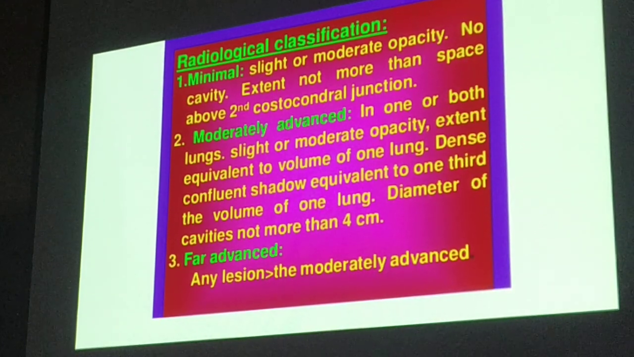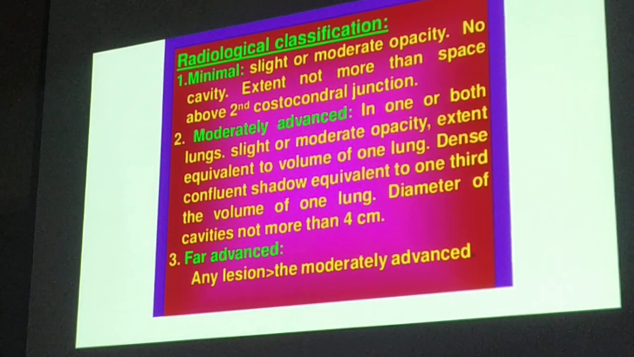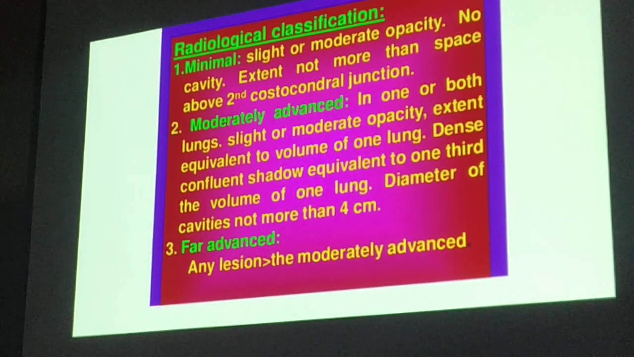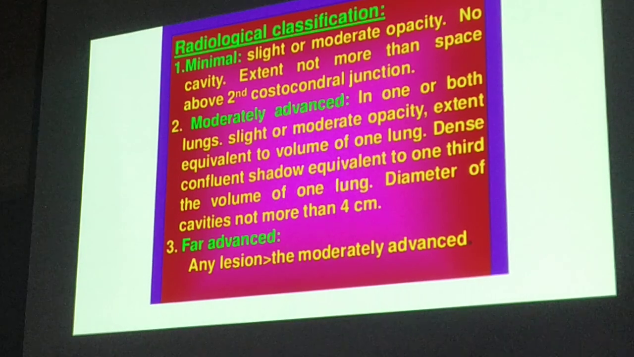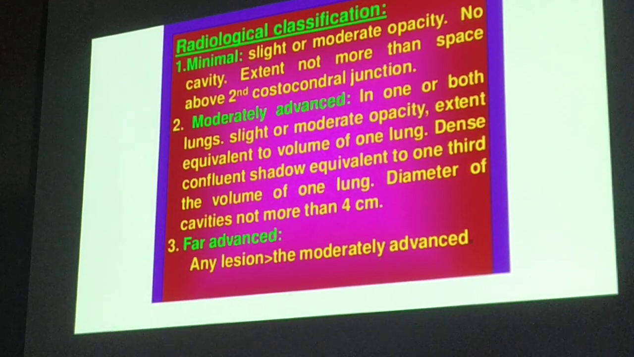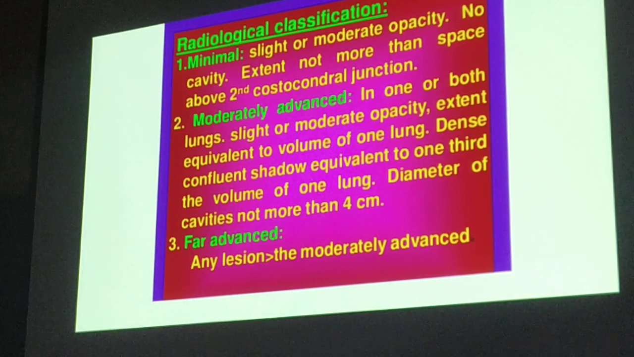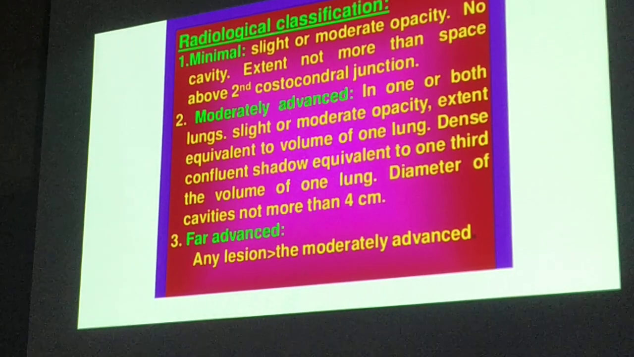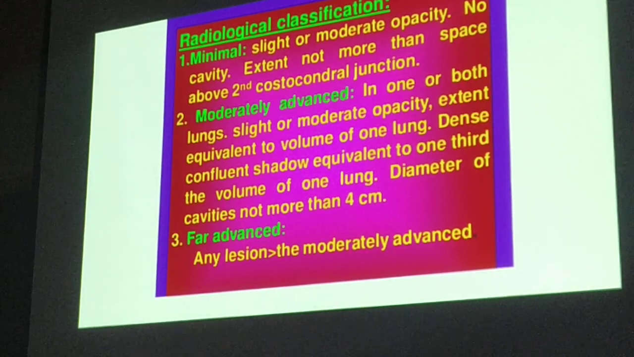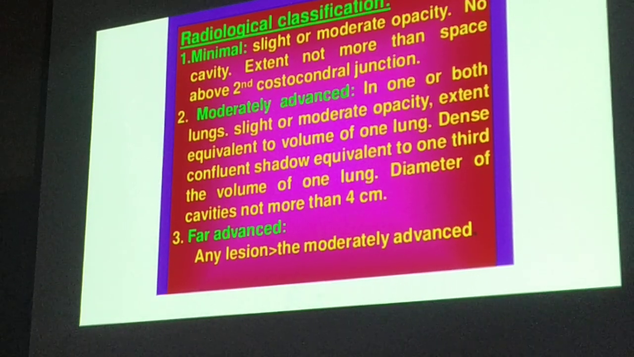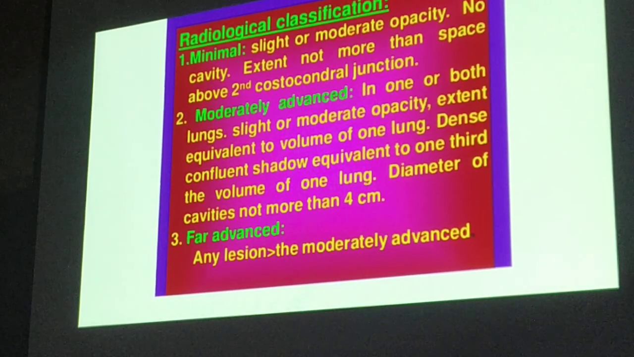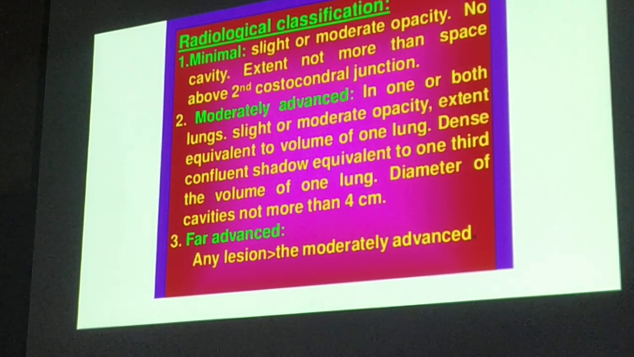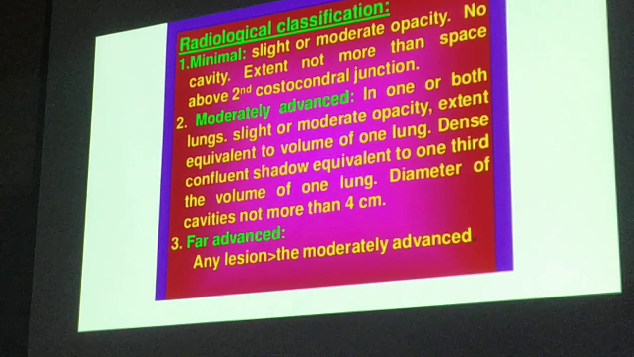And then if you try to consolidate all the infiltrates or the opacity that you would see on both lungs, for PTB minimal, it should not exceed 2 costochondral junction or 2 intercostal spaces. Okay? More than that, it would be moderately advanced. And anything that is greater than moderately advanced, it would be far advanced. Okay?